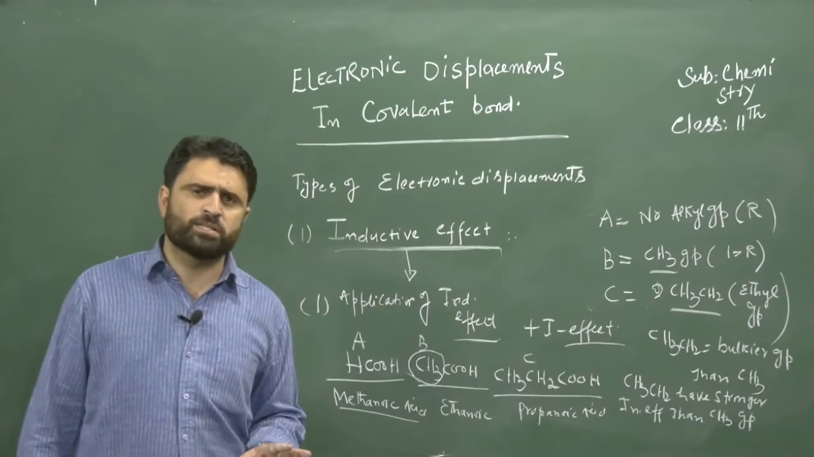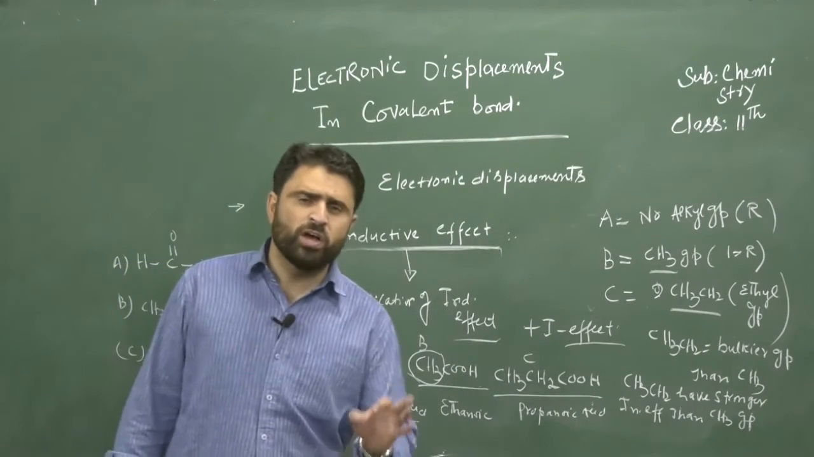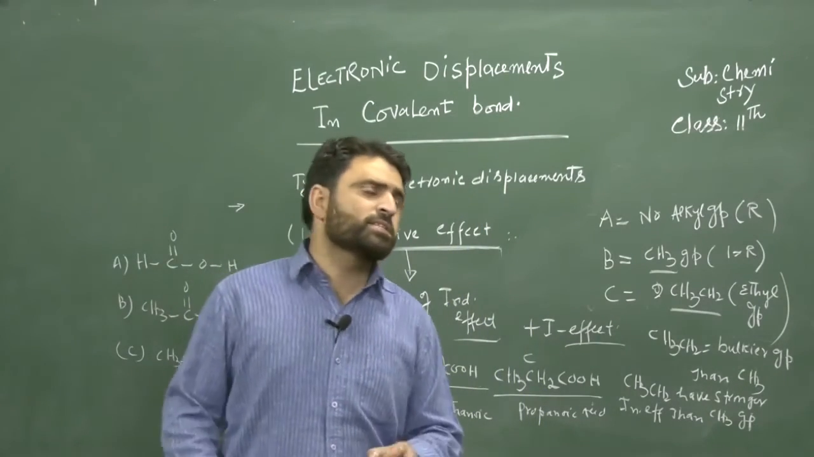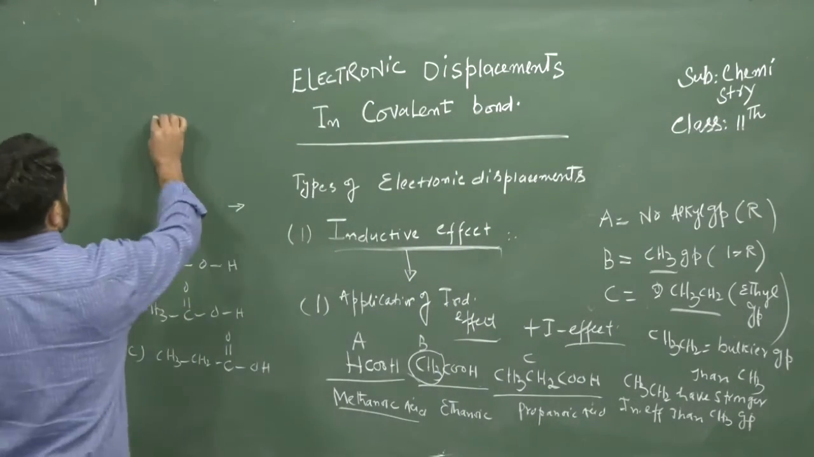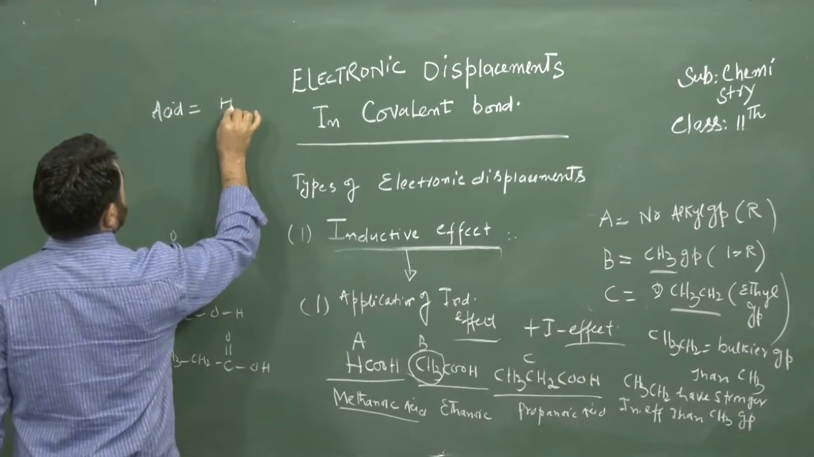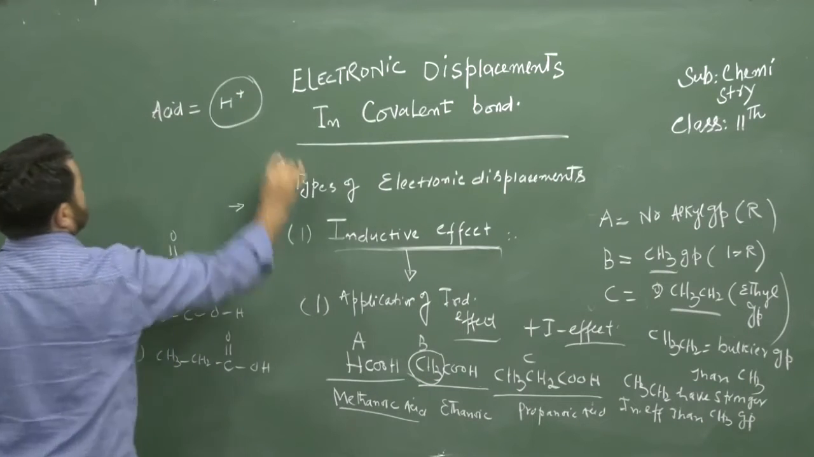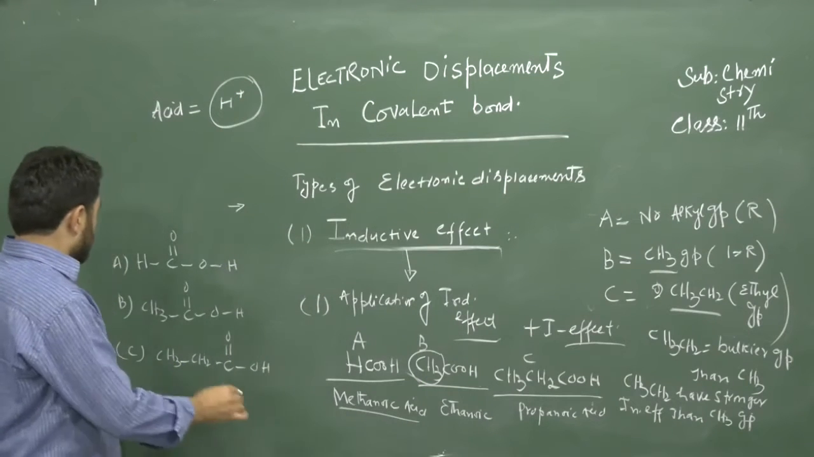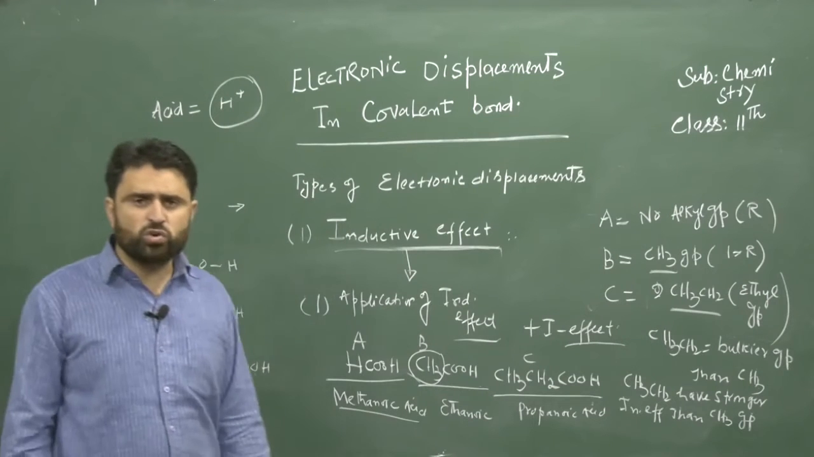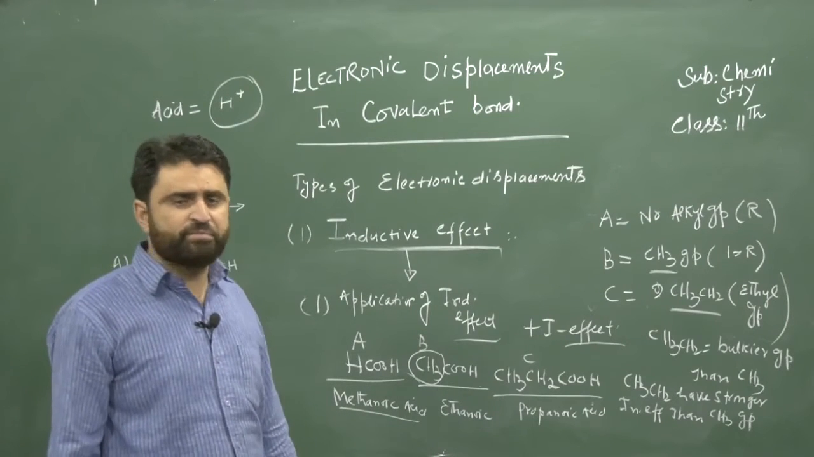Acid is any substance that gives H positive when dissolved in water. This is the first thing. In the three acids, the one which gives H positive more readily is the stronger acid, automatically by definition.